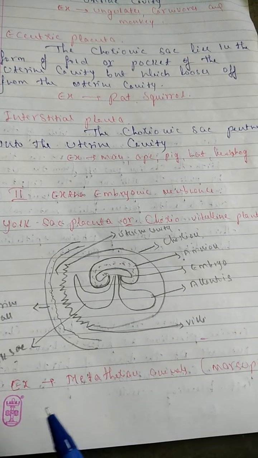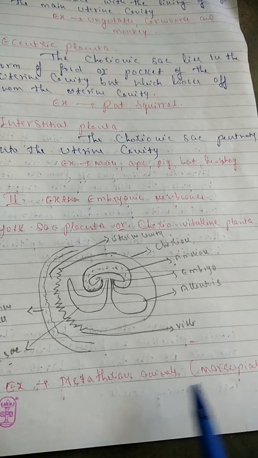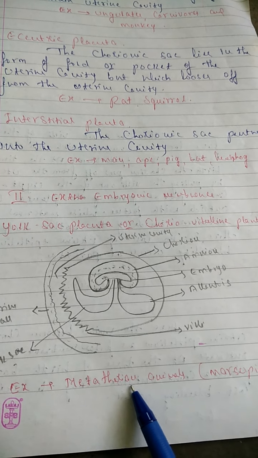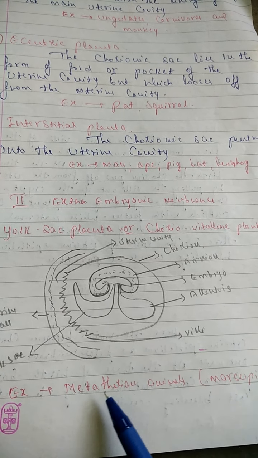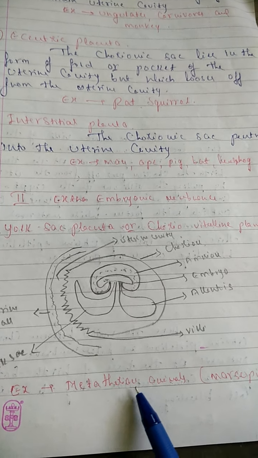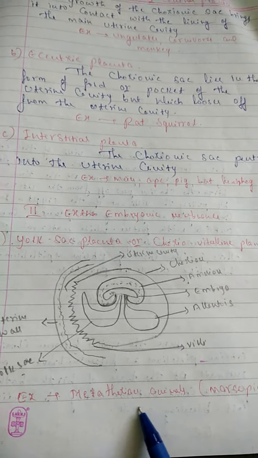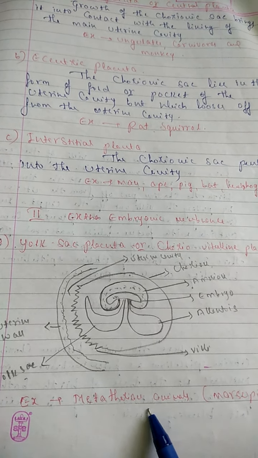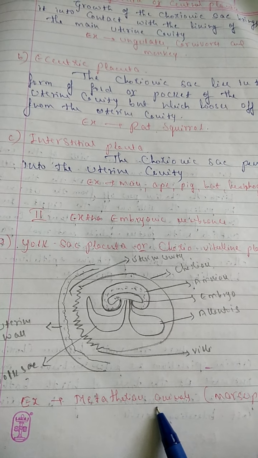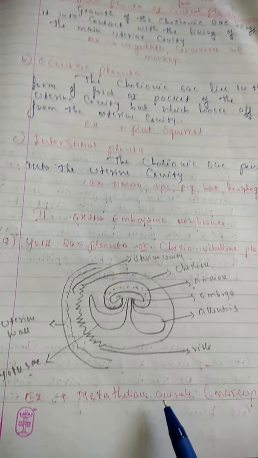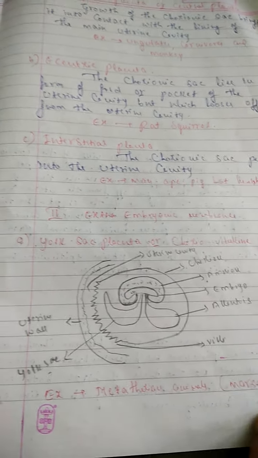This type of placenta we see in metatherian animals, that is marsupials. All of you know that metatherians come in the class Mammalia and subclass Metatheria, that is pouched animals. Here we take the example of the kangaroo, where they give premature birth, and the whole remaining development takes place inside the pouch of the mother. This type of placenta we call yolk sac placenta.